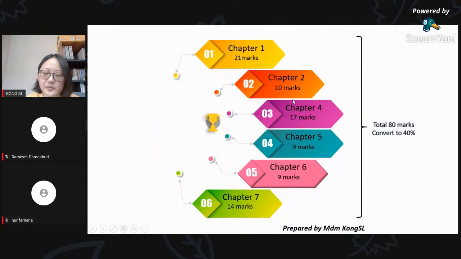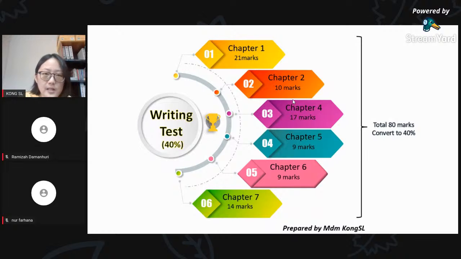Next, our objective for today. I want to discuss the writing test for chapter 1. If you look here, chapter 1 is 21 over 80, meaning that about 25% comes from chapter 1. So no matter what, you must learn and master chapter 1. Then chapter 2, 10 marks. Chapter 3 is excluded because you already did the assignment for chapter 3.